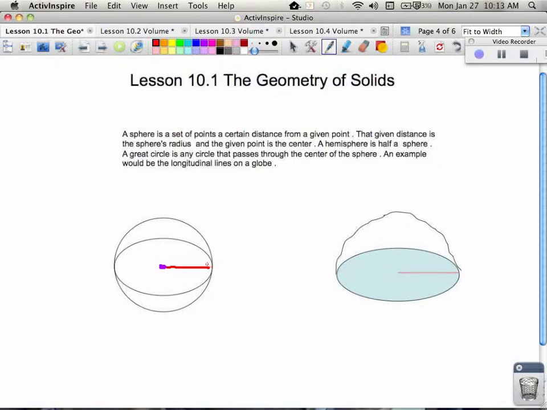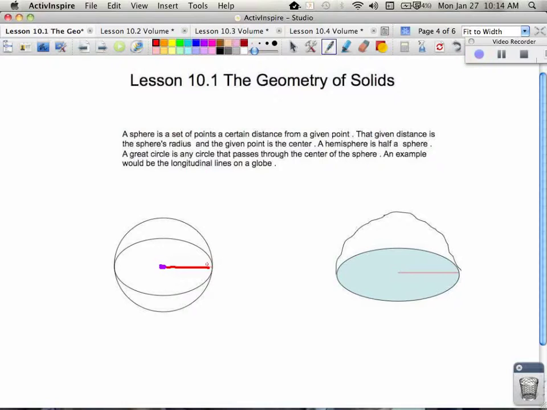When you look at our globe, as an example, it is often considered to be a sphere, although it's not a perfect sphere. They talk about it as a sphere. And if you were to chop straight through and lift off half, then of course you'd have a hemisphere. You could do this with an orange, that kind of thing, a tennis ball. Any great circle is a circle that passes through the center of the sphere. On our globe, a longitudinal line would be an example of that.